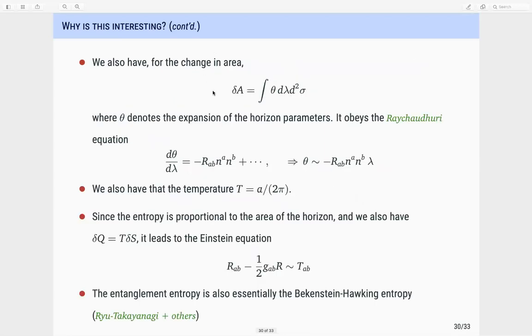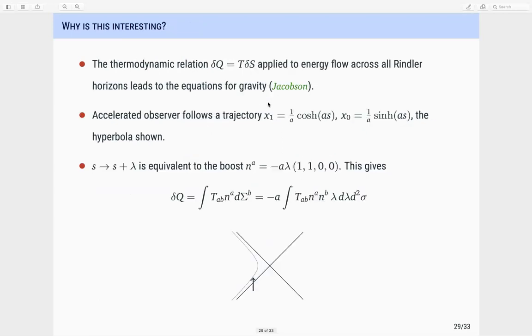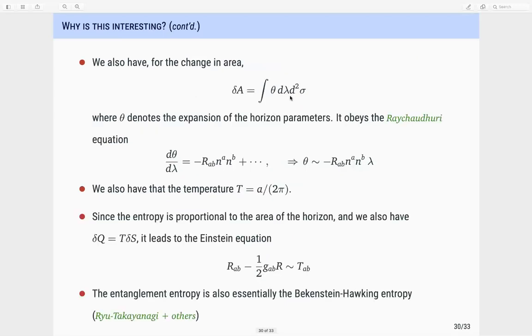Now, we also have a change in the area that you can calculate. The change of area is what happens because there is a horizon and there is an expansion of the horizon parameters. The area changes in this fashion as I change lambda or S. Here I'm changing S or lambda. I want it for small lambda actually.